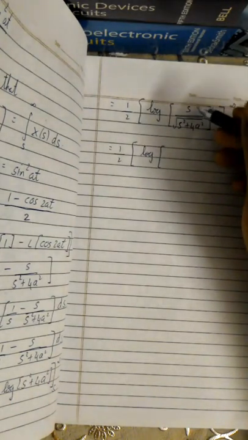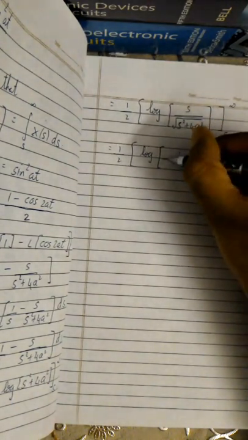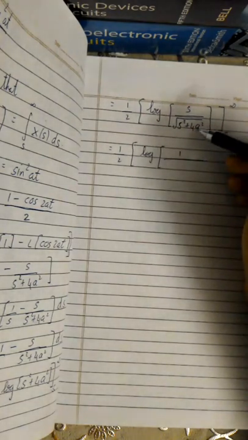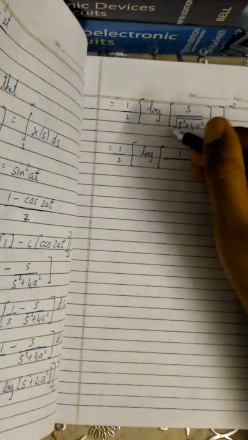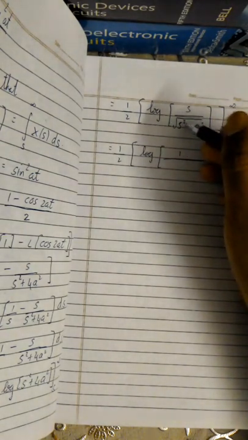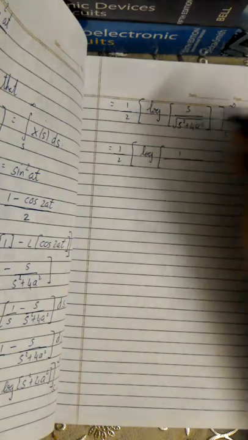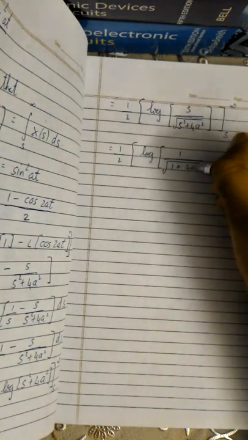So here, if I'm dividing the numerator by s, it will become 1, and if I'm dividing the denominator by s, it will be the root of... Dividing by s inside the square root means dividing by s², so it will be 1 plus 4a²/s².